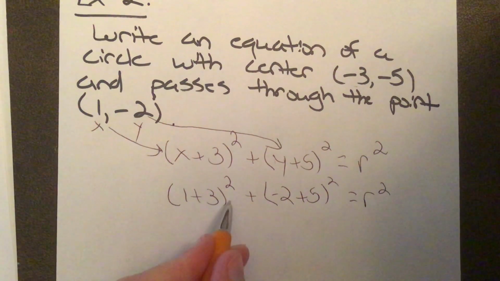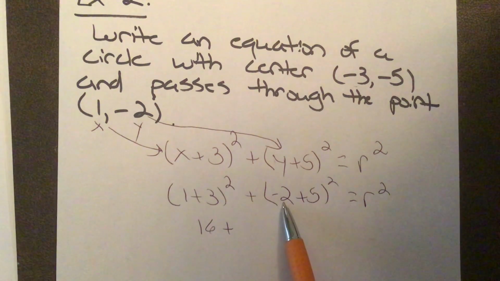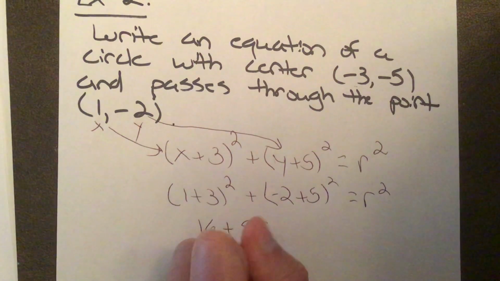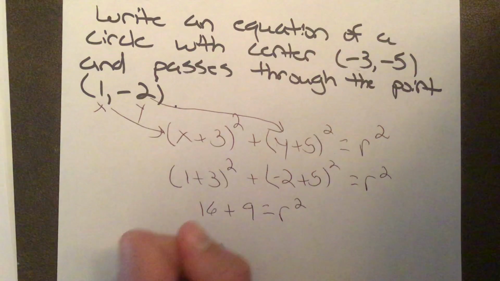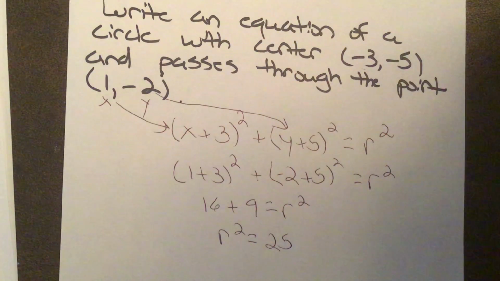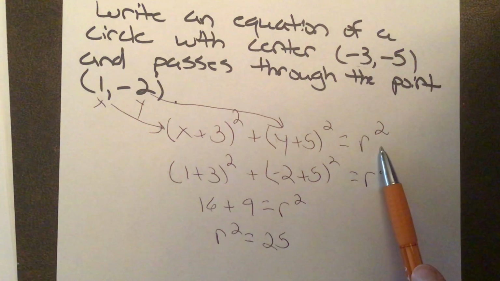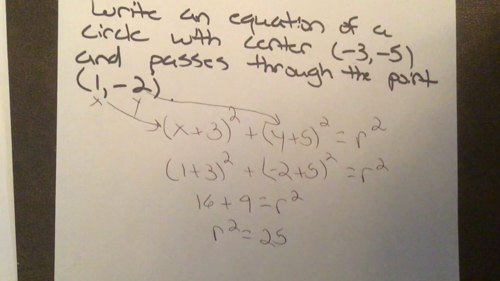Okay, well 1 plus 3 is 4. 4 squared is 16. -2 plus 5 would be 3. 3 squared is 9. So 16 plus 9 is r squared. So what does that tell us? R squared must be 25. Which, if r squared is 25, the radius would be 5. But remember, our goal is to just write an equation. And in the equation, you already have r squared. So there's really no need to take the square root of that. We can just plug it in.